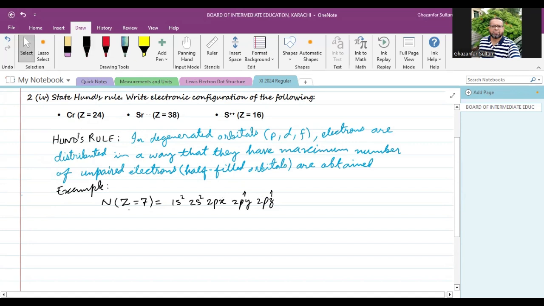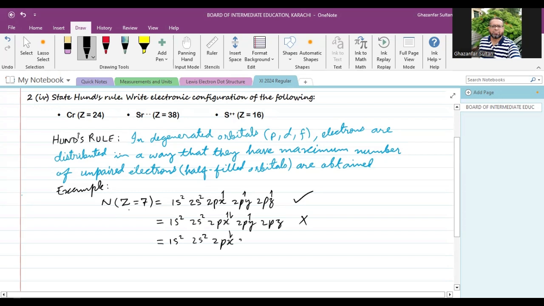One point is that there must be 1 electron in each one. And secondly, they must have the same spin. So if spin is up for all, it means they all have the same spin. So it is the correct one. But if you write it like this, 1s2, 2s2, 2px, 2py, 2pz, you have paired before filling all the degenerate orbitals. So this is wrong.